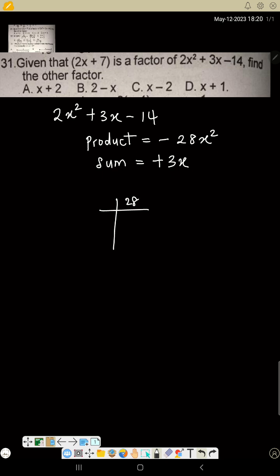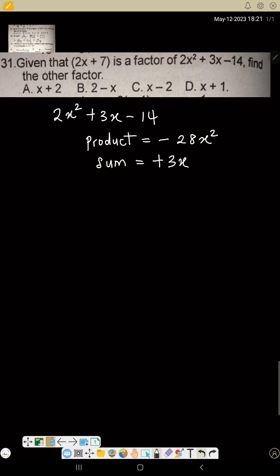Now I said we're using this method to know all the factors. So 2 in 28, that is 14. 2 again, 2 in 14, that's 7. That means 2 times 2, 4. 4 times 7 is 28. So between 4 and 7, you can get 3. So the two numbers we'll use will be 4 and 7.